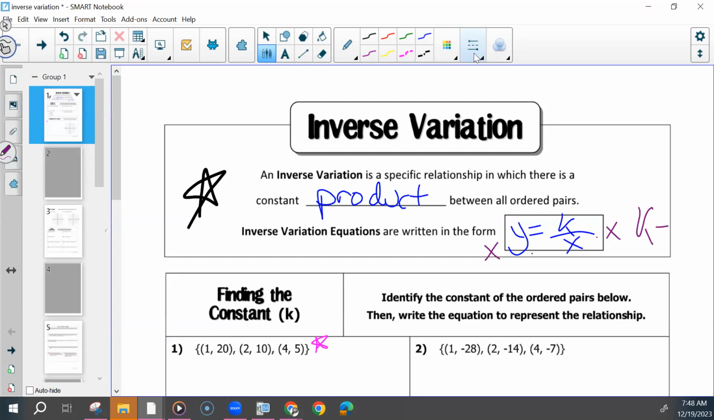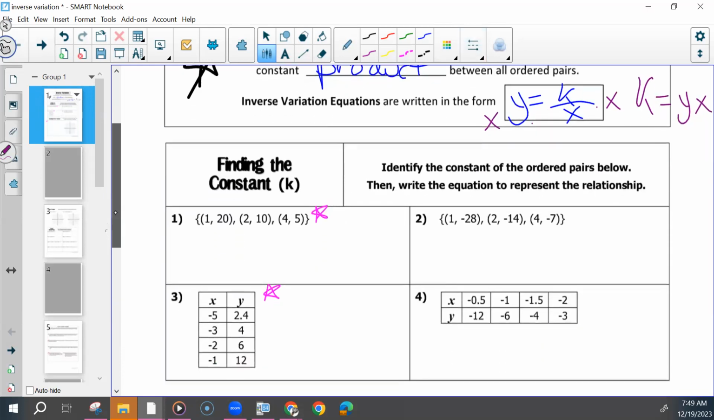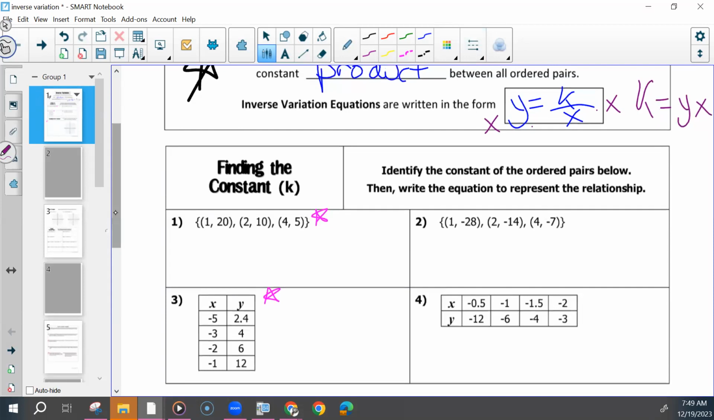So that k equals y times x, where the order of x times y doesn't matter. So direct is y equals kx, k equals y over x. Inverse is the opposite: y equals k over x, k equals yx. So inverse is going to move a little faster because it's really the same as direct. Once we know the equations, the process is the same.